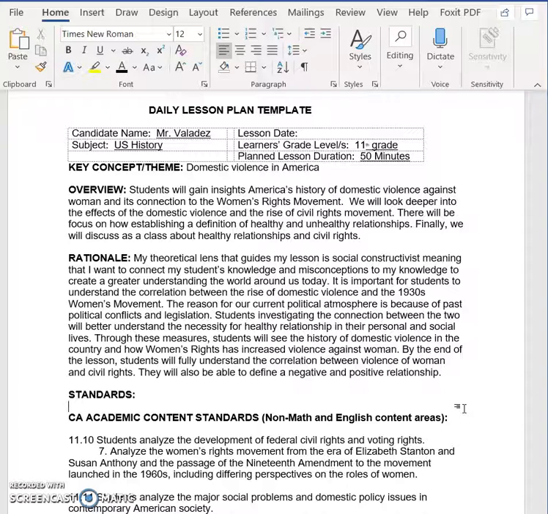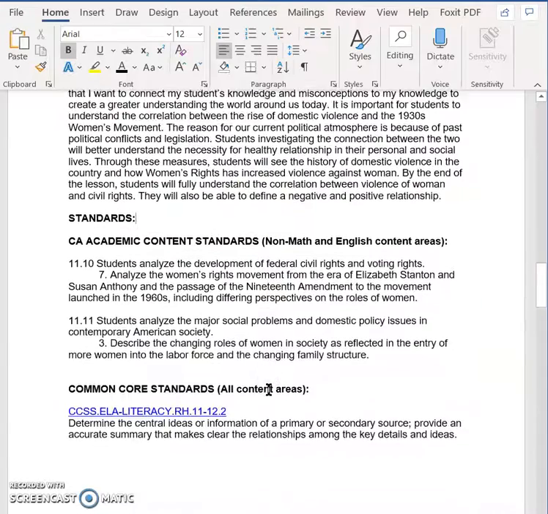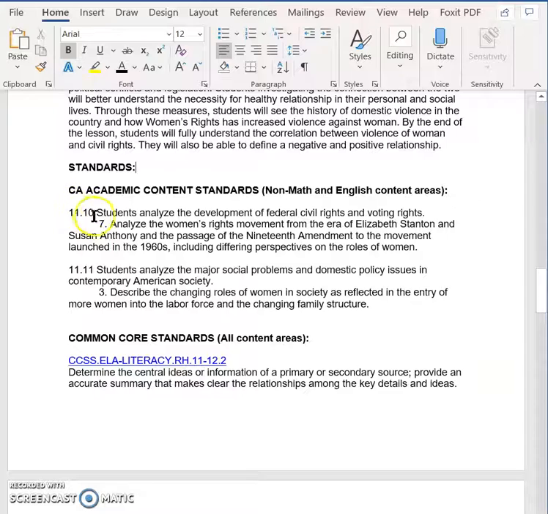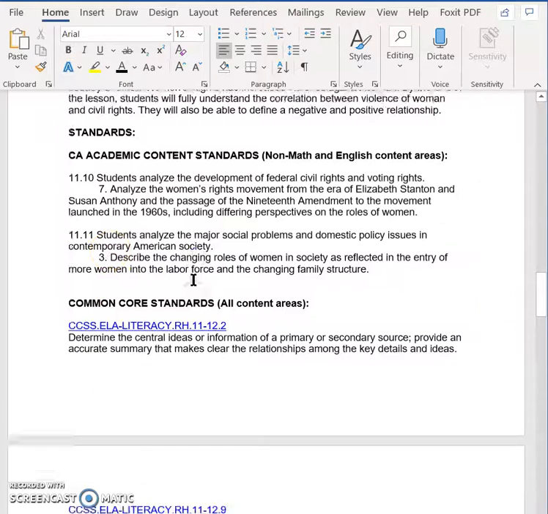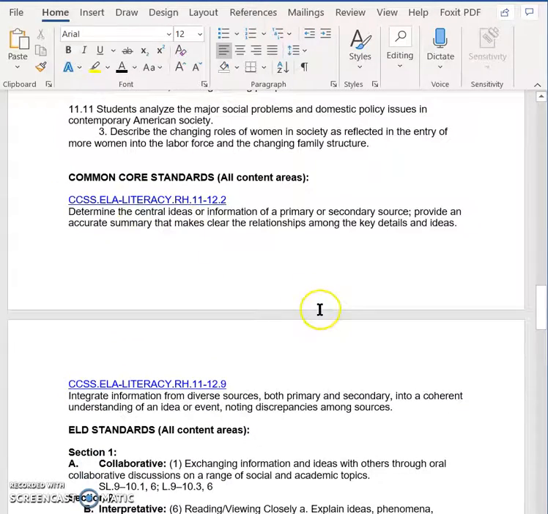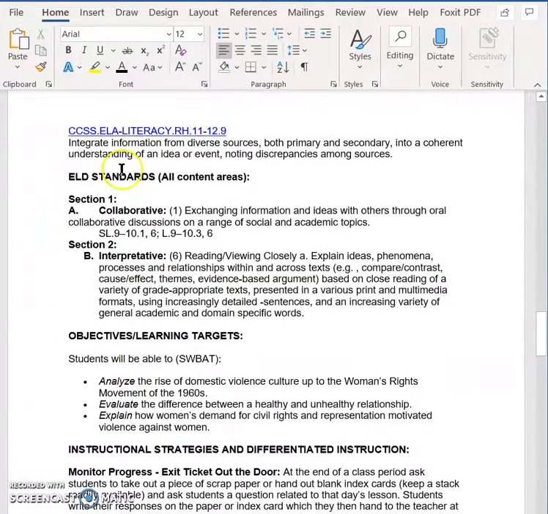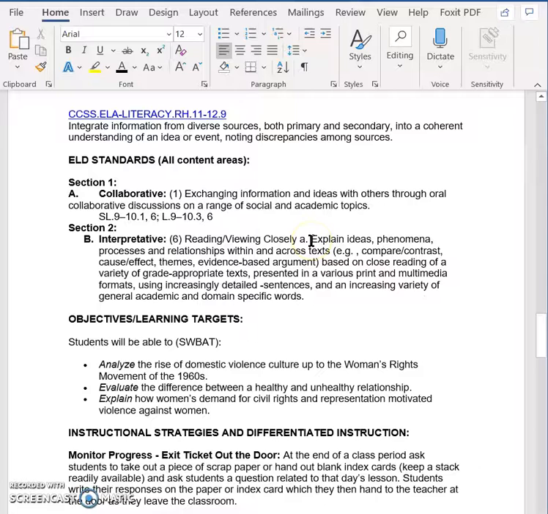As a social constructivist, it's very important for me to validate students' knowledge and misconceptions before entering the classroom, and with my knowledge we will form a better understanding of this topic. These are my standards: 11.10 and 11.11. These are my common core standards right here. These are my ELD standards, collaborative and interpretive, because again, I am a social constructivist, so I'm all about think, pair, share, explaining group work, and hearing everyone's voices in the classroom.